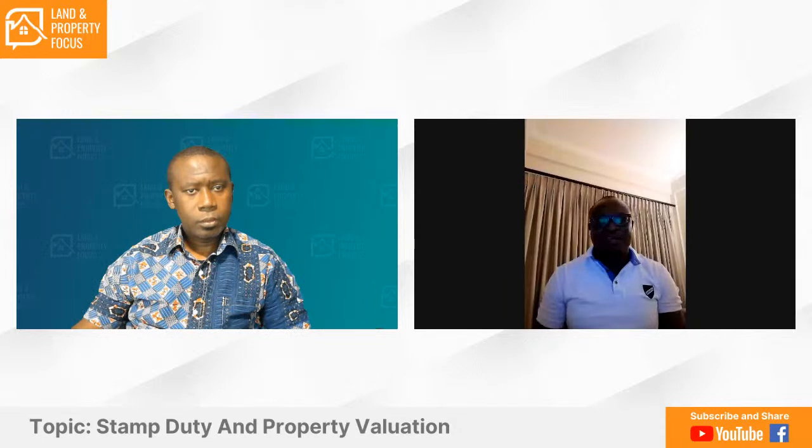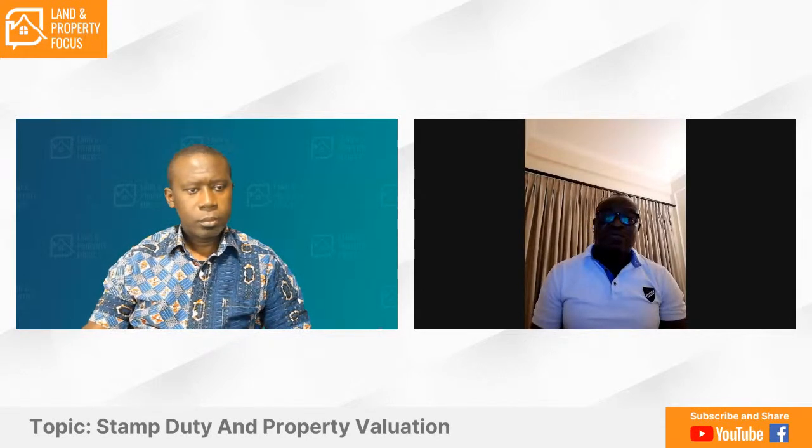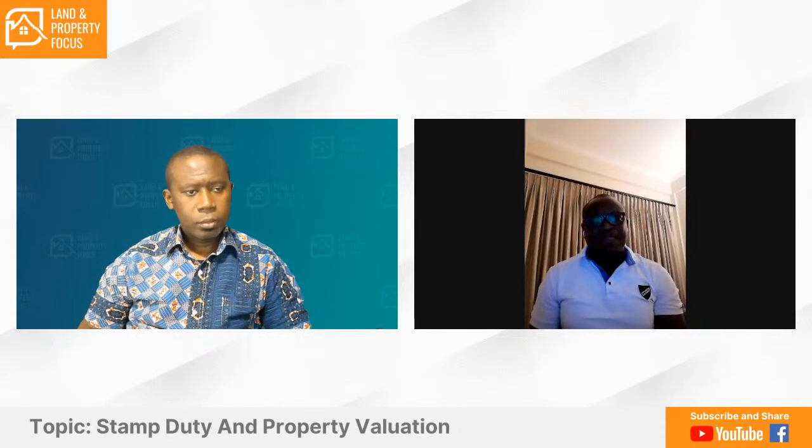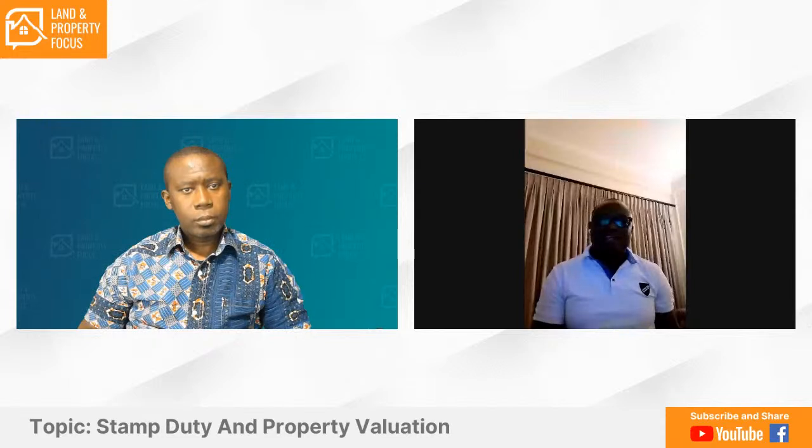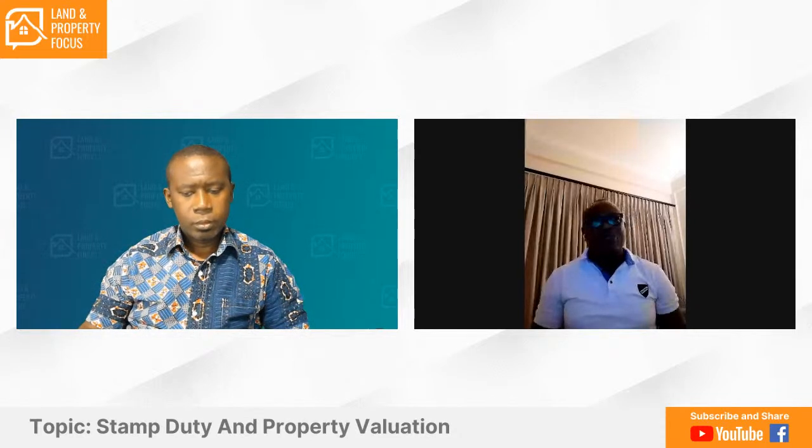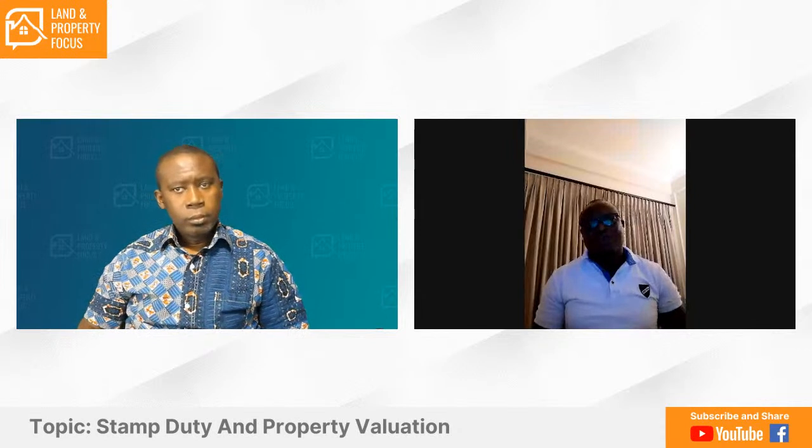As I said, for conveyances like the assignments, the mortgages, the freeholds, and then the gifts, you are supposed to take at least 1% of the value. That is, if the value is from 0 Ghana cedis to 10,000 cedis, we take 0.25%. Then from 10,000 cedis to 50,000, we take 0.5%. Then if the value is more than 50,000 cedis, you take 1%.